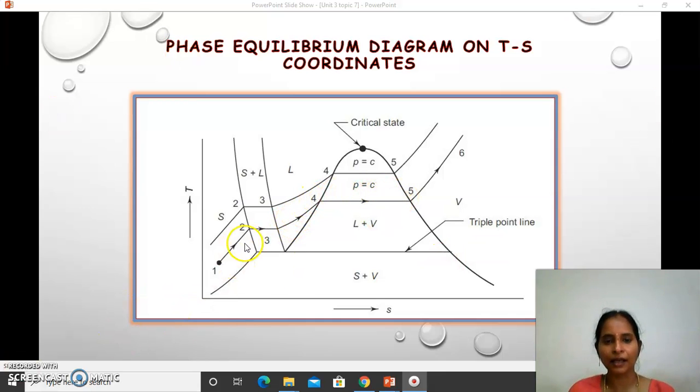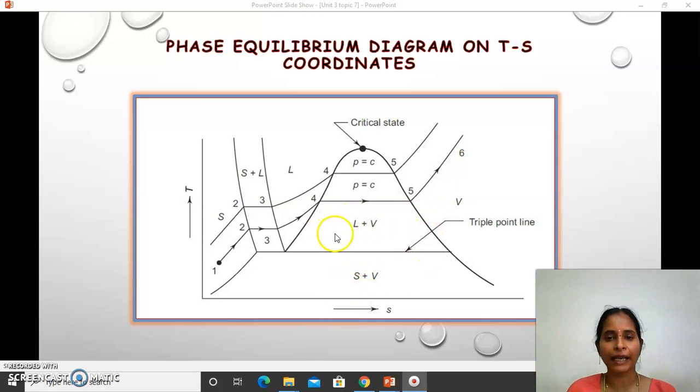What is this line? This is isobars. At constant pressure, at a constant 1 atmosphere of pressure, what are the changes of temperature? First sensible heat will be taken and latent heat will be taken, then sensible heat again and latent heat. Alternately it will absorb heat, varying depending upon the phase change, and then finally it will reach the temperature you are achieving with the superheat.